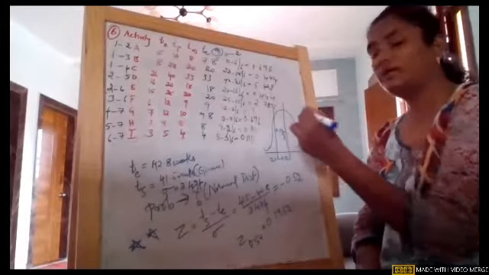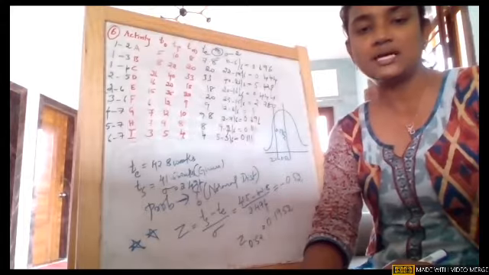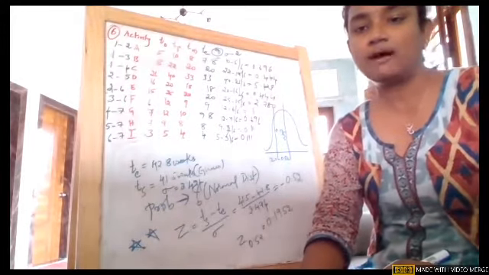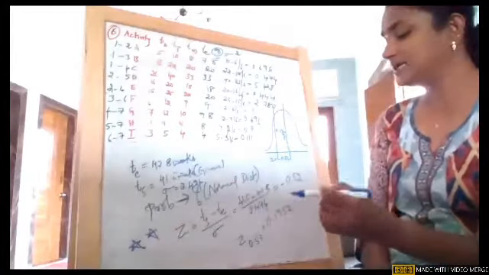0.1952. Now we need to tell the probability. So we'll again go back. I'll once again share the question. So we will see the probability of expected completion time if the original scheduled time of completing the project is 41.5 weeks. That means within 41.5 weeks they need to complete.